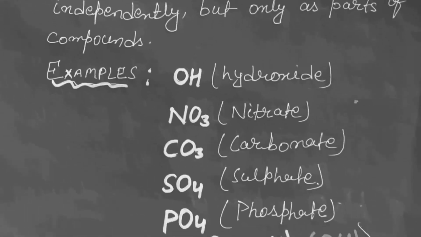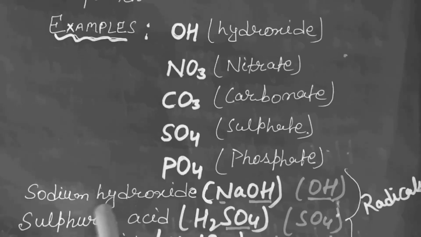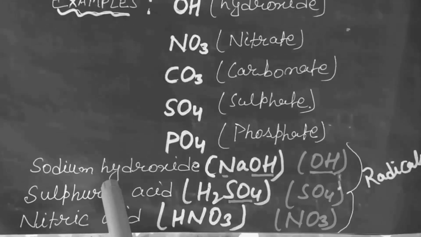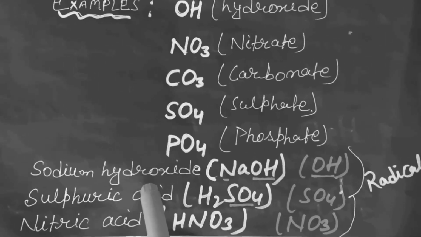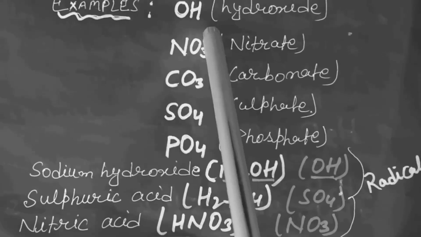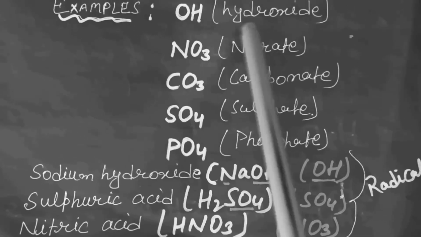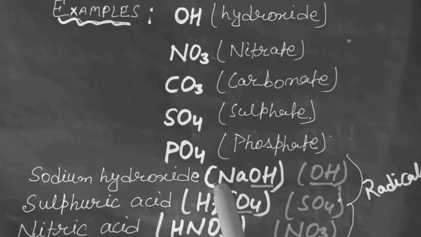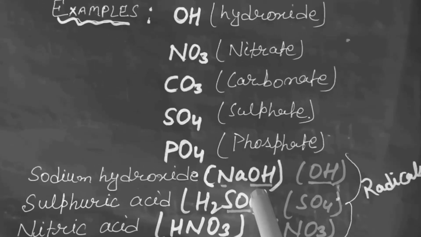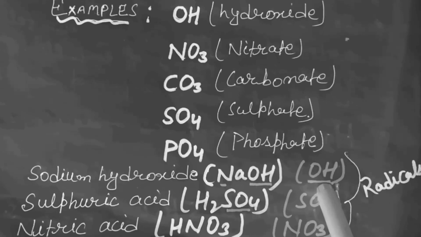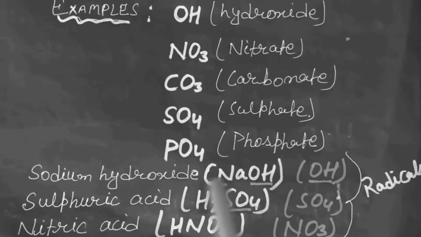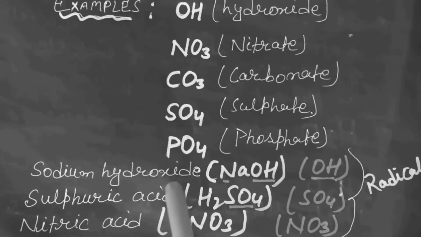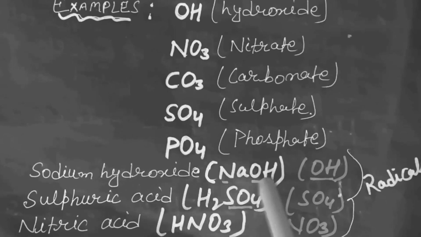Now see here, sodium hydroxide, this is the compound name. In this compound formation, which radical is used? That is OH, hydroxide. It is one of the compound radicals. So sodium is the element and OH is the compound radical. See, this OH used with this sodium, collectively the formula of sodium hydroxide is NaOH.